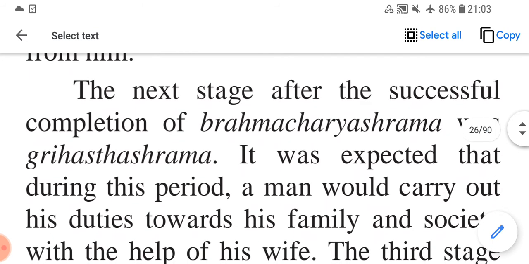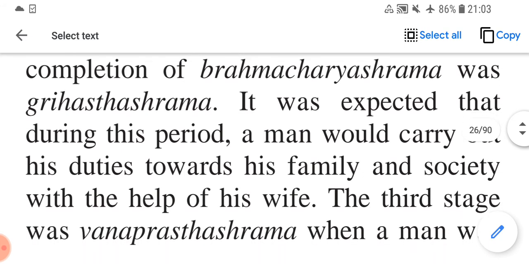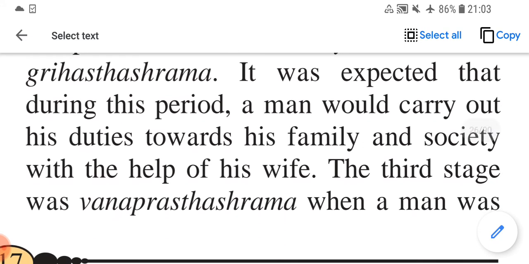The next stage after the successful completion of the Brahmacharya ashram was the Grihastha ashram. It was accepted that during this period a man could carry out his duties towards his family and society with the help of his wife.